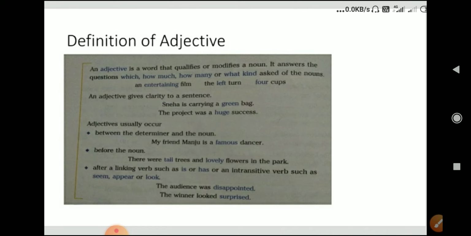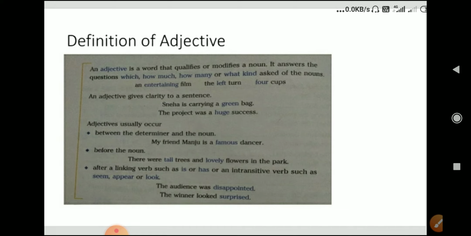Next we will see the adjective. As I have said, the adjective is the third kind of parts of speech. I have already taught you about the parts of speech. The first two we have already seen: noun and pronoun. This third part, the adjective, is again related to the noun. Noun means the name of a person, place and thing. Pronoun means a word which we use instead of the noun.